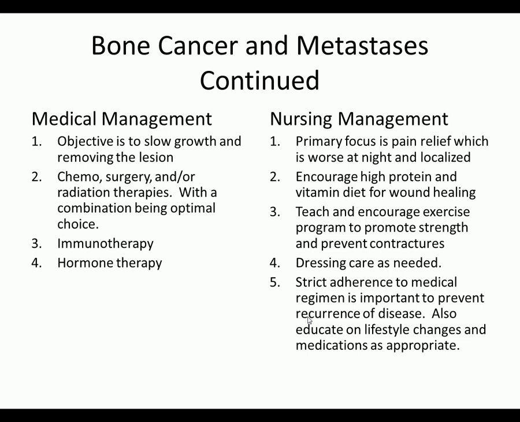Dressing care as needed. Strict adherence to their medical regimen is important because it's a recurrent disease, and you need to educate them on lifestyle changes and medications that are appropriate for them. Also, with changes in body image, the nurse needs to allot enough time for these patients to express their concerns, and you may need to consult for some counseling for these patients.